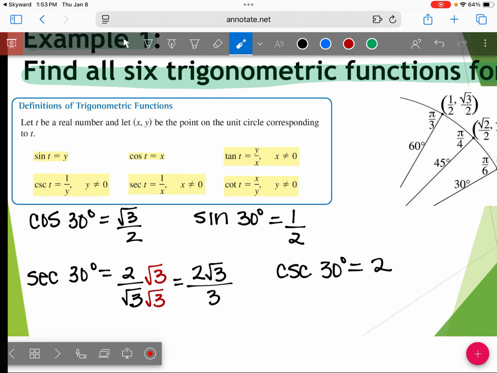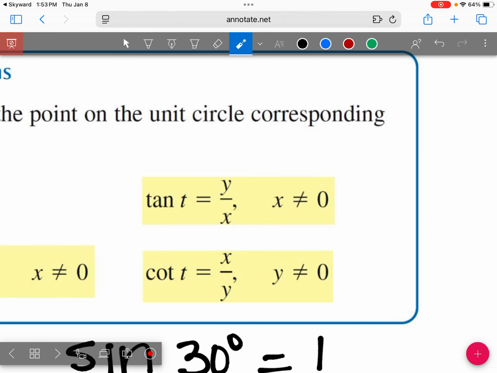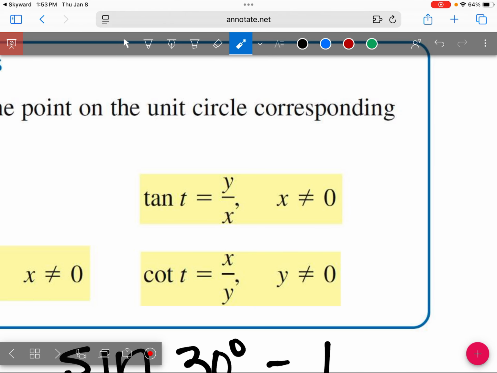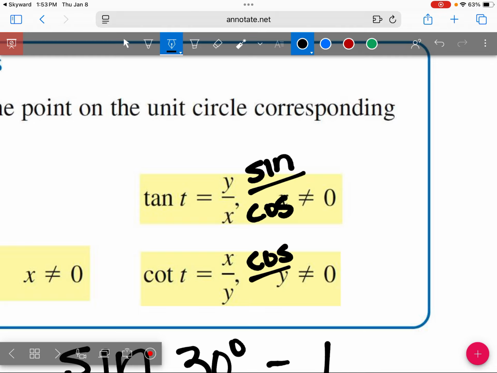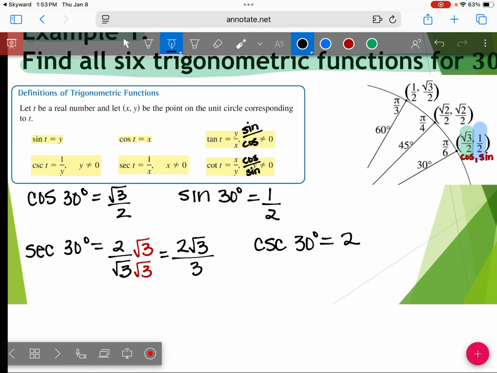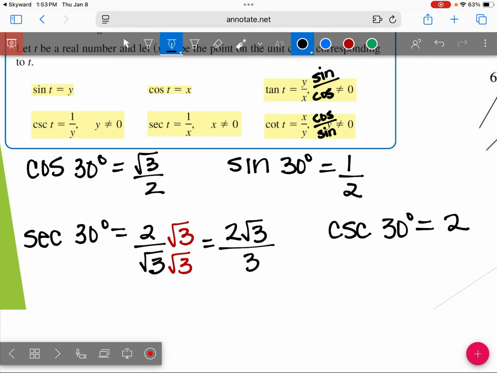Now the problem children are tangent and cotangent. In order to find tangent, we have to take the y and divide it by x. In other words, I have to take sine and divide it by cosine. For cotangent, I have to take cosine and divide it by sine. So, let's do it. Let's start off with tangent. Tangent of 30 degrees.